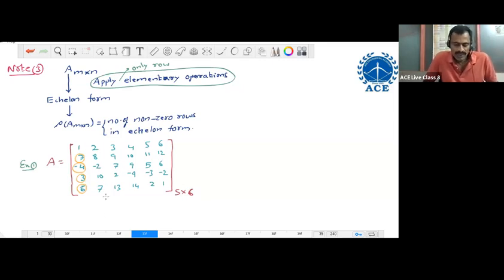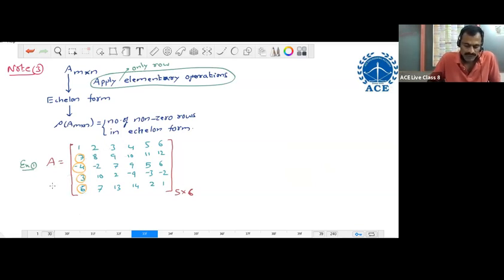To reduce the matrix into echelon form, let us start with the first column. Along the first column, below the first element, try to make all other elements as zeros. So we try to make these as zeros. For making column elements as zeros, we apply row operations. That is why this method is row echelon form only.